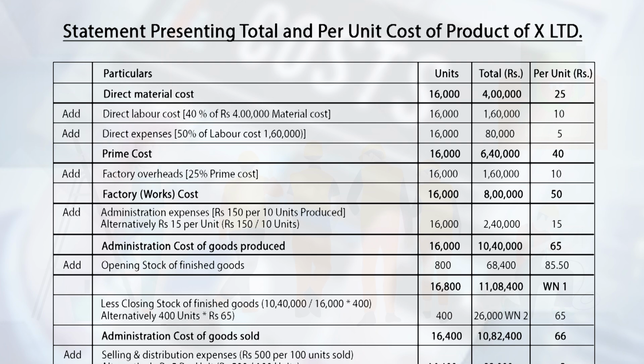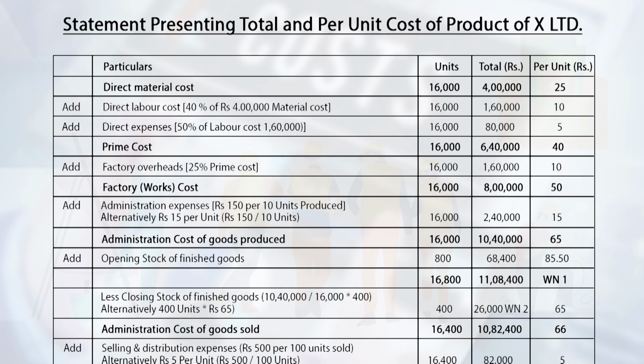In factory cost, add administration expenses, which is rupees 150 per 10 units produced, or alternatively it is rupees 15 per unit, that is rupees 150 divided by 10 units and amount comes to rupees 2,40,000, per unit cost is 15. Works cost plus administration expenses gives us administration cost of goods produced, amount is rupees 10,40,000 and per unit cost is 65.